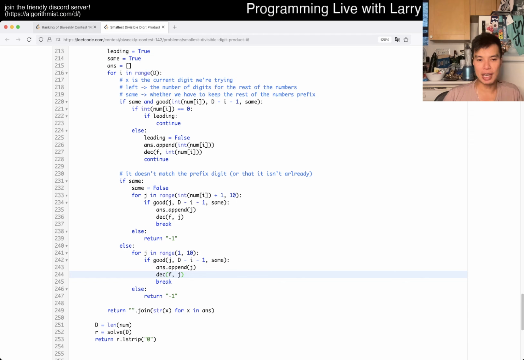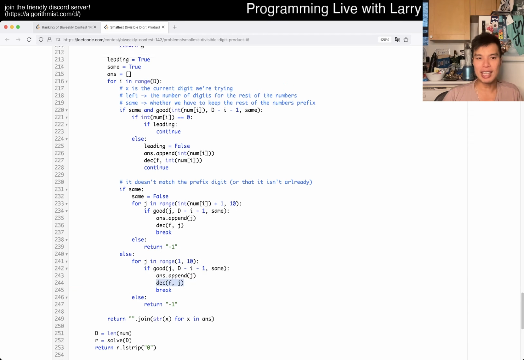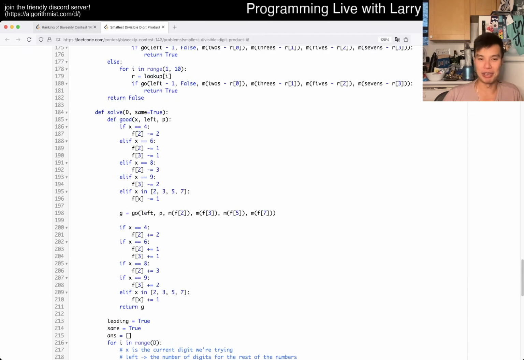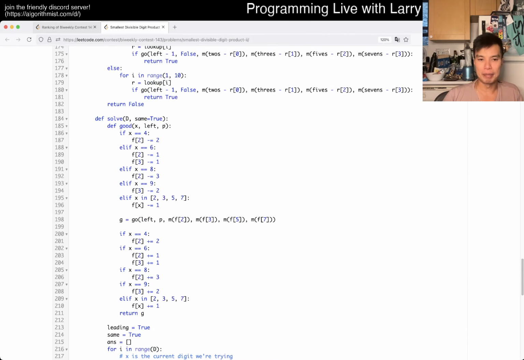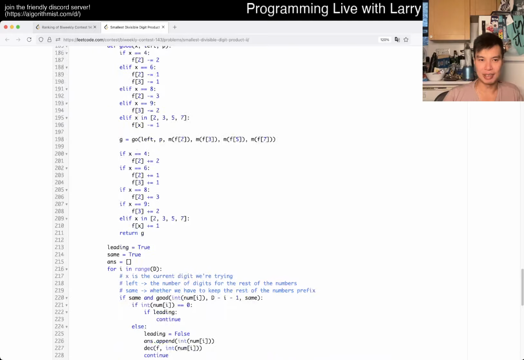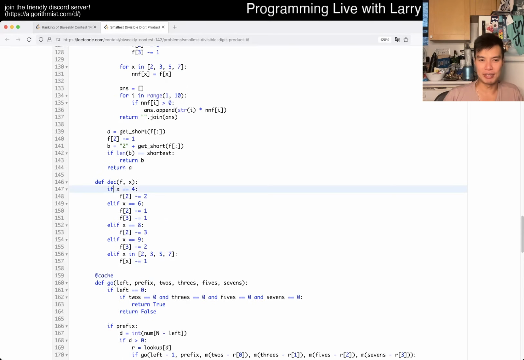So we have two functions to go over. We have this deck function. The deck function is not that interesting, mostly because I wrote it in a sloppy way. But oh no, that's not the deck function, it's just the decrementing function, right? I probably could have written this better and should have, but either way, this is what happens.